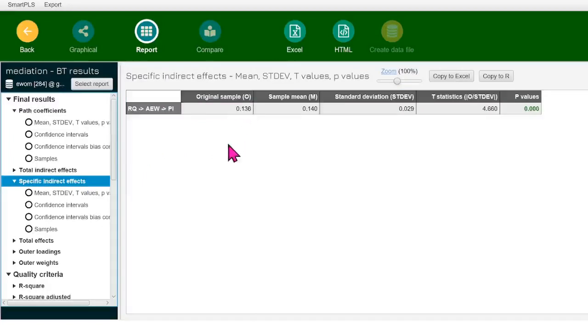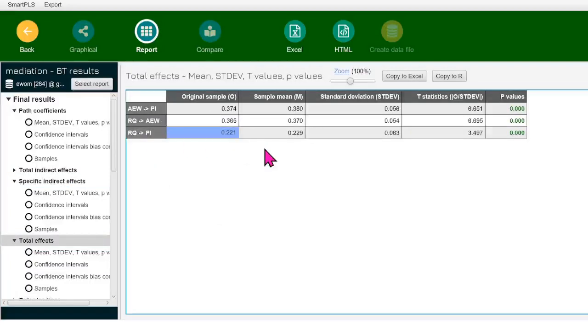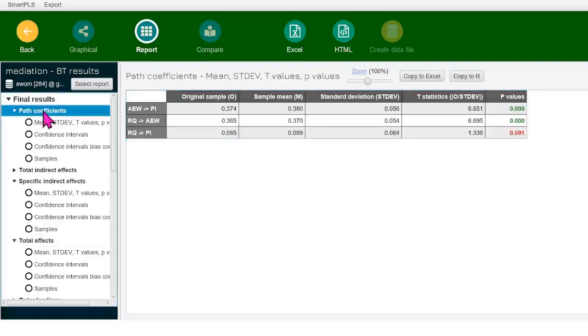Now, what's the total effect? Like if we take into account the effect from review quality to the purchase intention with and without a mediator, that's what we can see over here. Total effects. If I click on the total effects, I can see that RQ to PI is 0.221. Now, this is a sum of that indirect effect and the direct effect. And what was our direct effect? If you look at the path coefficient table over here, RQ to PI, it is 0.085.